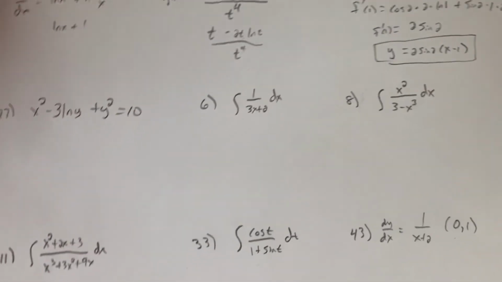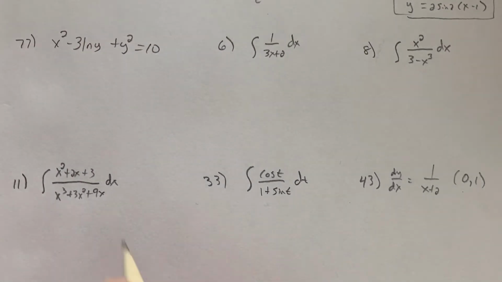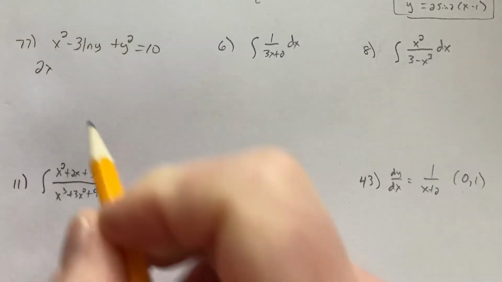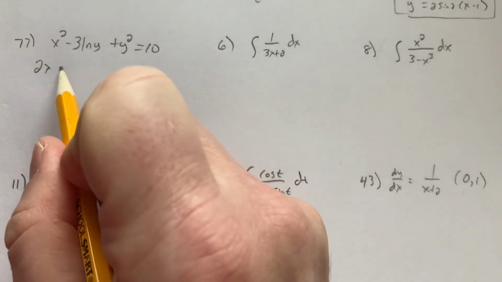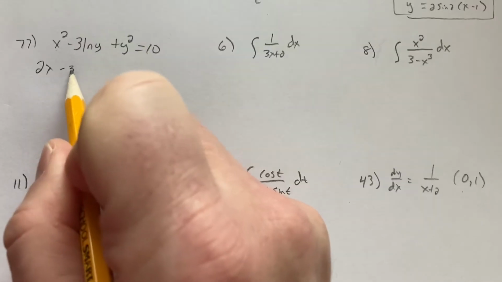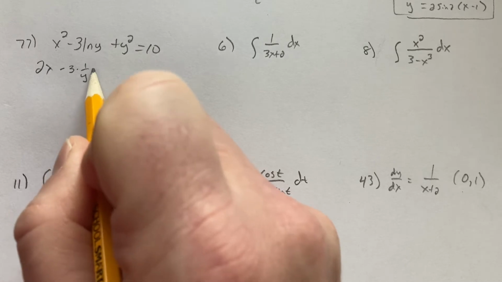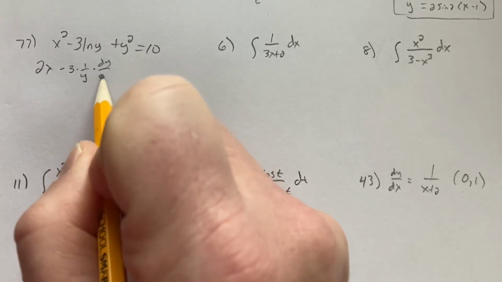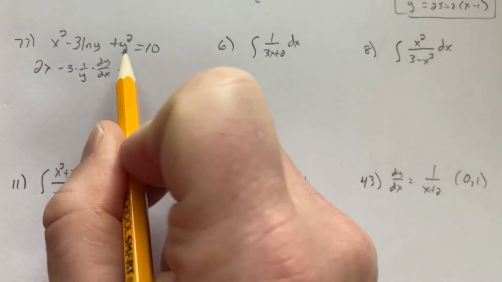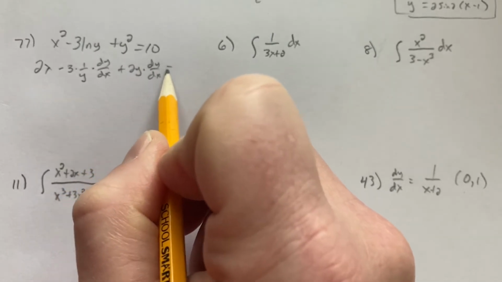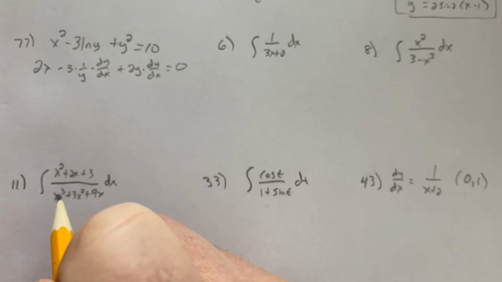All right, and then 77 wants us to come up with the derivative implicitly. So the derivative of x squared is 2x. Derivative of 3 natural log of y would be 3 times the derivative of natural log of y. That's going to be 1 over y times dy dx. Derivative of y squared is 2y times dy dx. And derivative of 10 is 0.